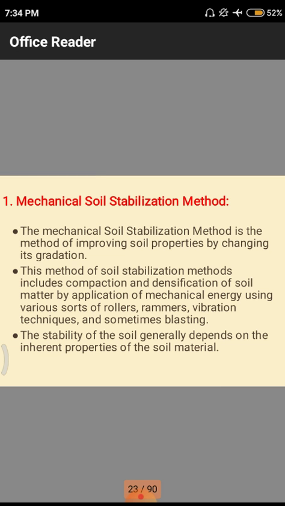Next one, vibration techniques. Whenever the soil is in a very loose condition, we have to go for vibrators and vibration techniques. Nowadays these rollers are also associated with vibrations. Due to the association of vibration machinery with the roller, our work will be very easy, and we can complete those works in a short span of time.